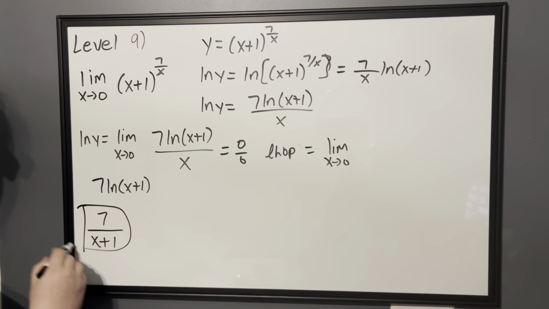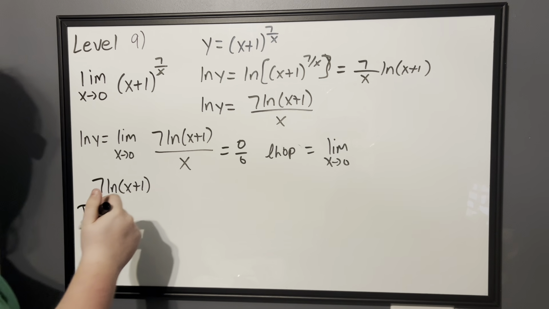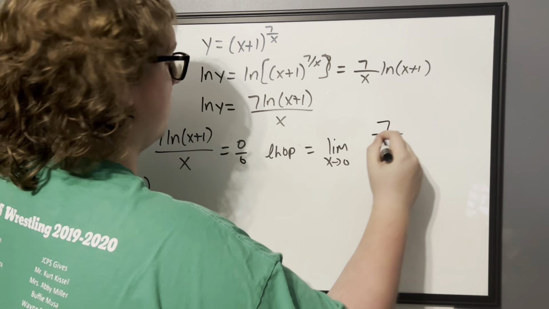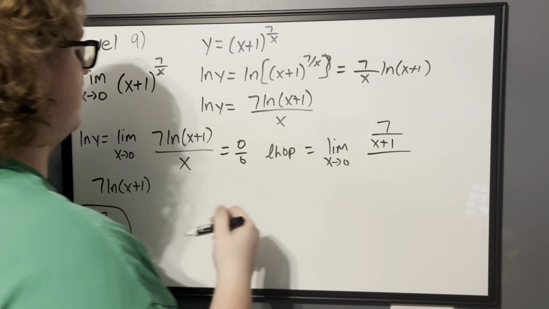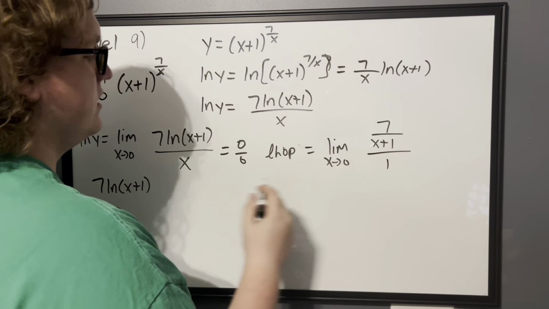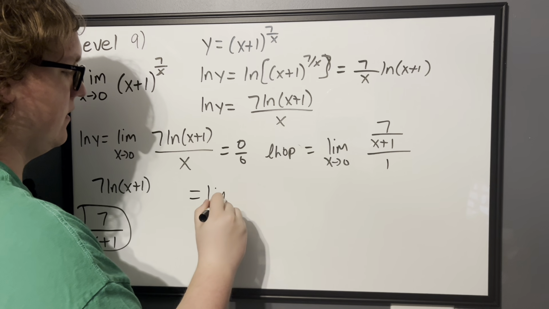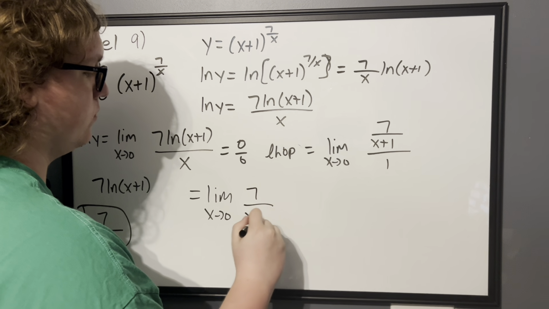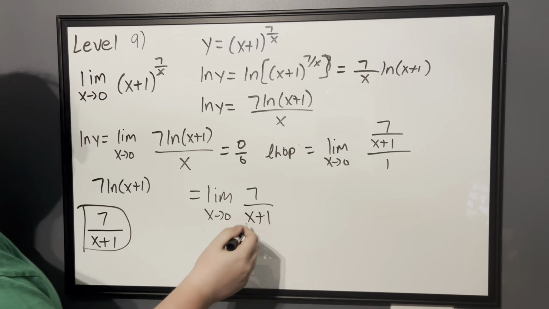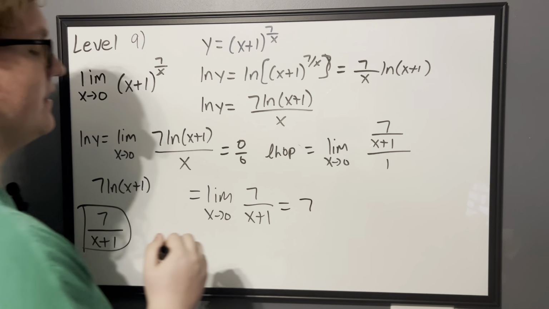So this is our derivative for the top. It's going to be 7 over x plus 1, all over the derivative of x, which is 1. So this is going to be equal to the limit as x goes to 0 of 7 over x plus 1. And now when we plug in x equals 0, we're just going to get 7.